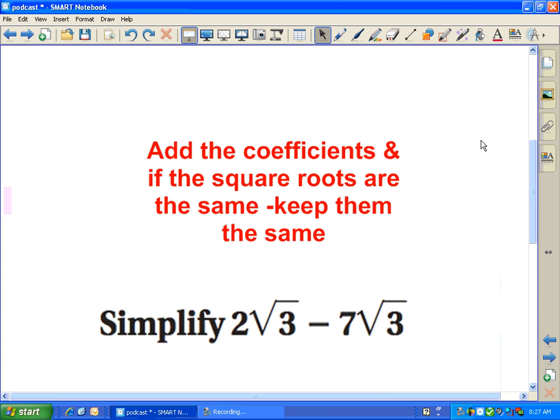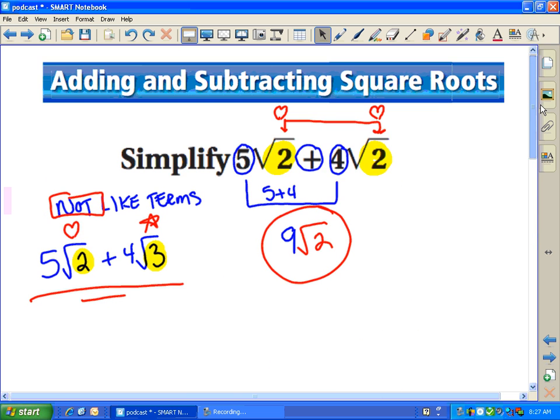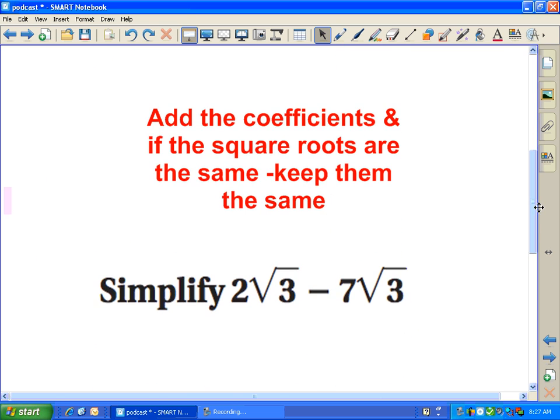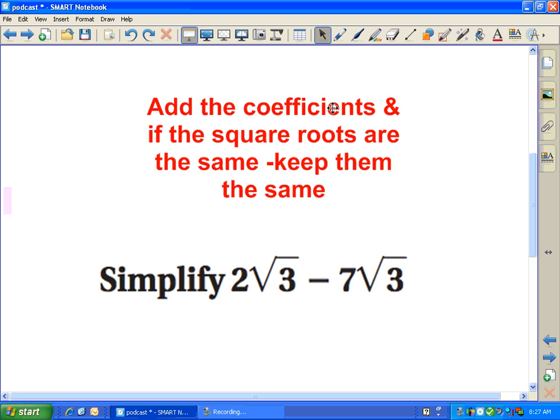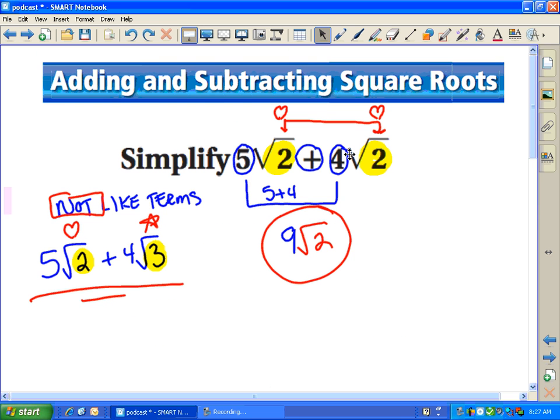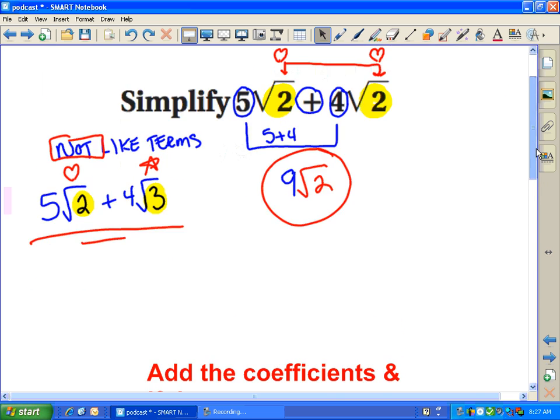So remember, guys, when you're asked to simplify with square roots, if it has an addition sign, you're going to add the coefficients, and if the square roots are the same, keep them the same. So I added the coefficients, that gave me 9. The square roots are the same, I kept the square root the same.